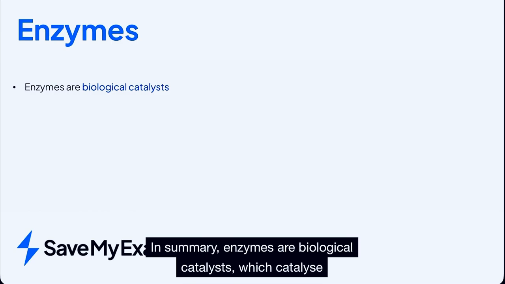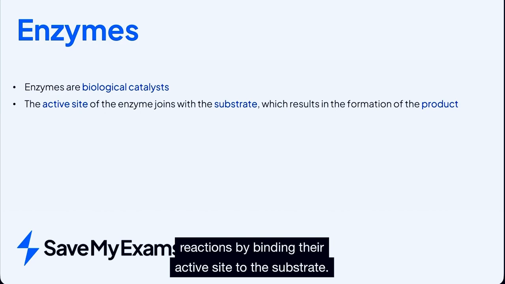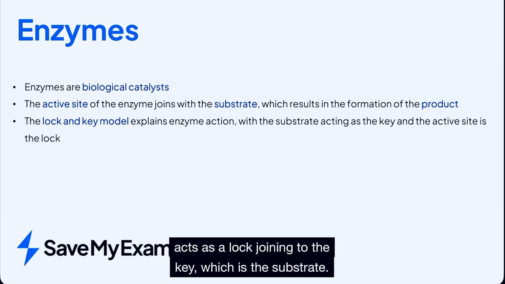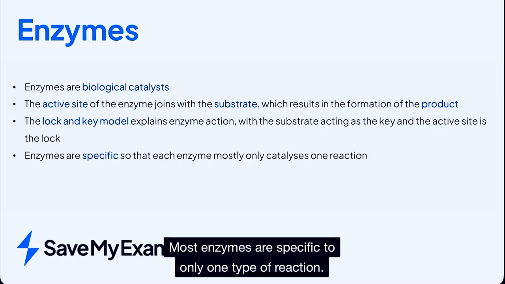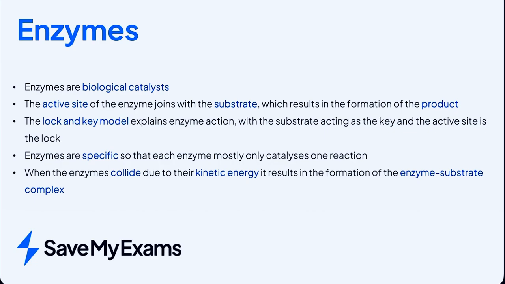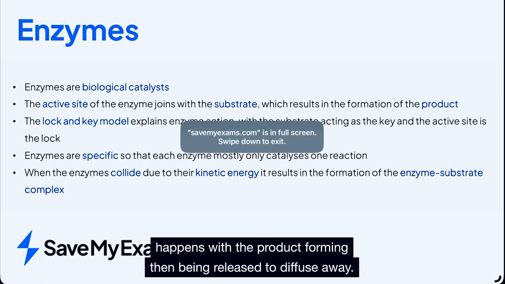In summary, enzymes are biological catalysts, which catalyze reactions by binding their active site to the substrate. The lock and key model describes how the active site of the enzyme acts as a lock, joining to the key, which is the substrate. Most enzymes are specific to only one type of reaction. The enzyme and substrate move around due to their kinetic energy. When they collide, the enzyme-substrate complex forms, the product forms, then is released to diffuse away.